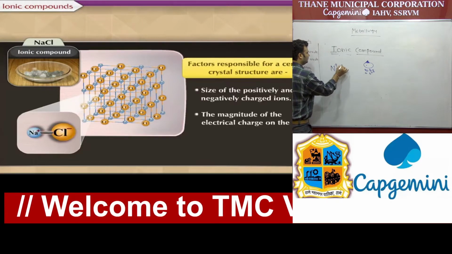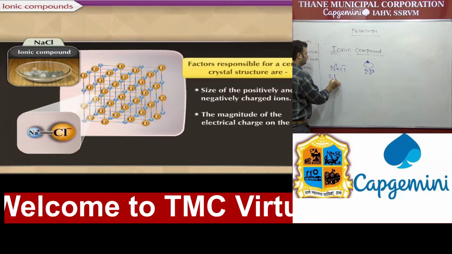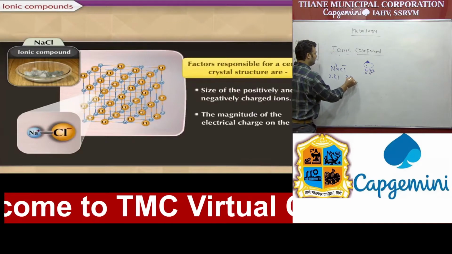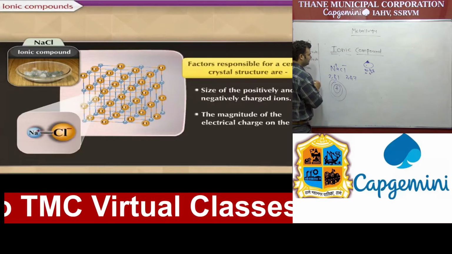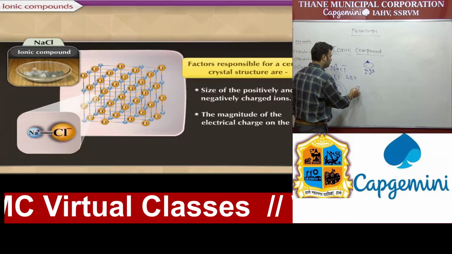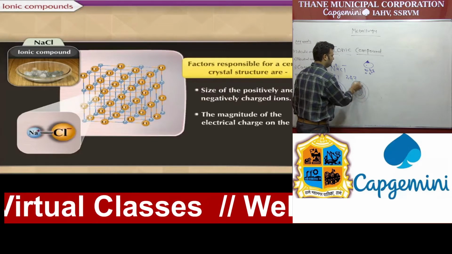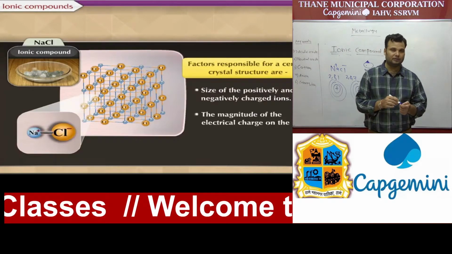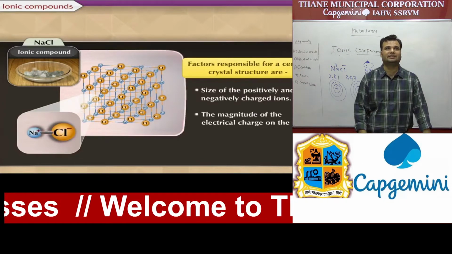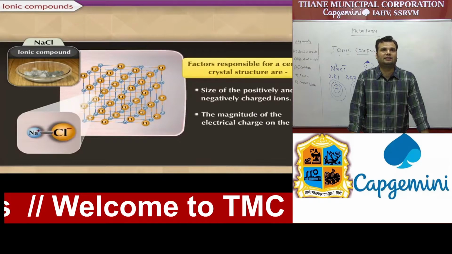So what is the size? Like sodium is 281 and chlorine is 287. So size is only 3 cell and chlorine also 1, 2 and 3 cell. So depending upon the size, the crystal shape also depends, and second, the magnitude of electrical charge on the ions.